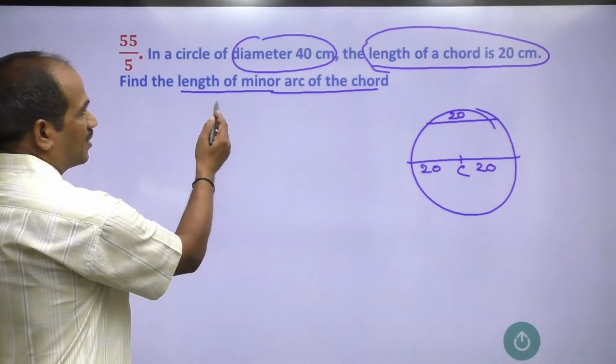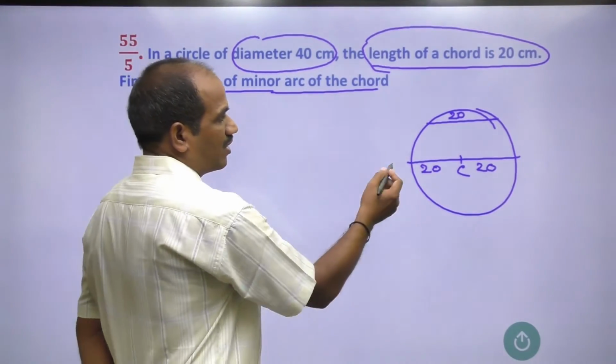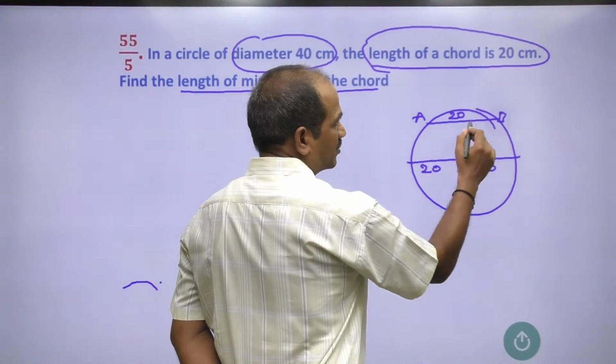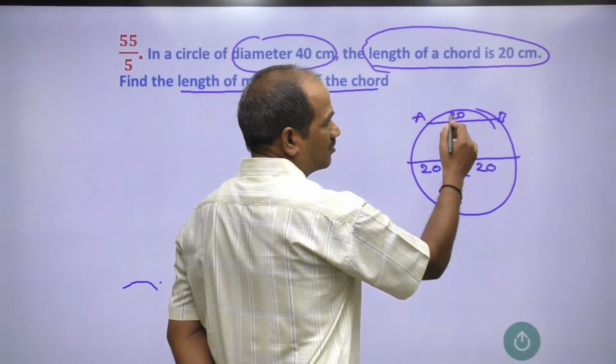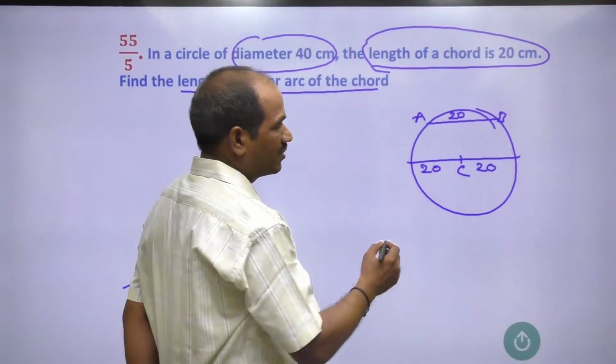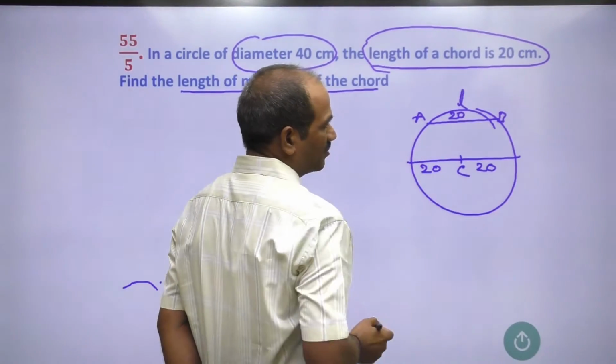Here, find the length of the minor arc of the chord. Minor arc means this is AB. This is the arc. We calculate the length of the arc. The length of the arc is L, L is equal to AB. So that is L, the length of the arc.